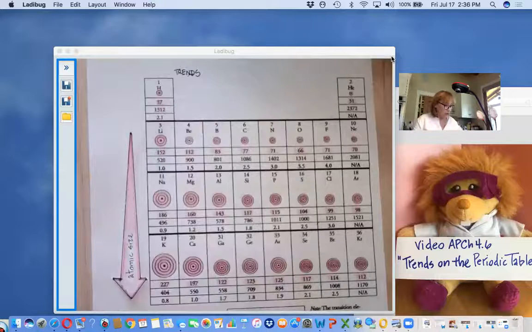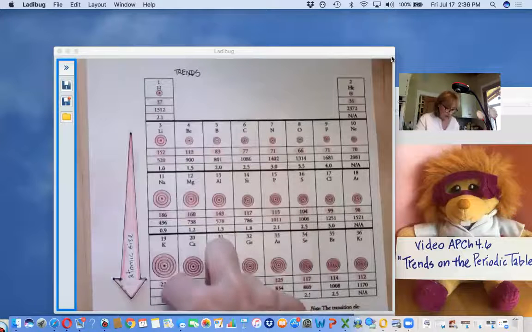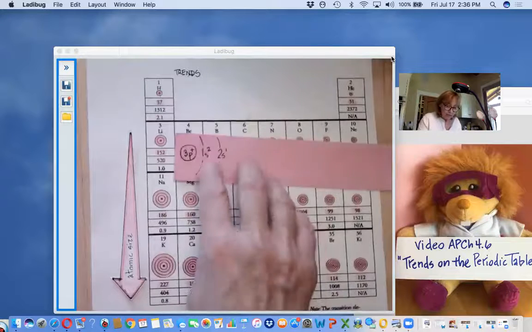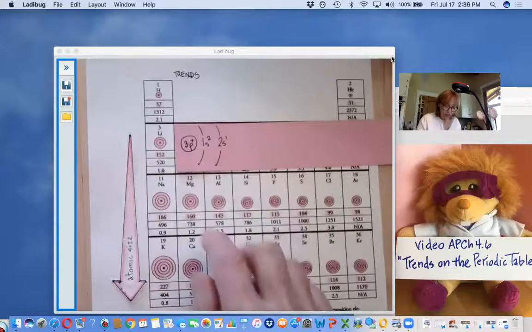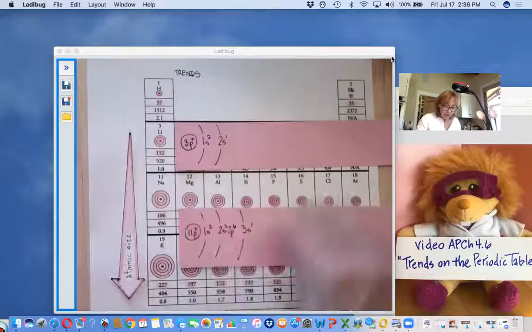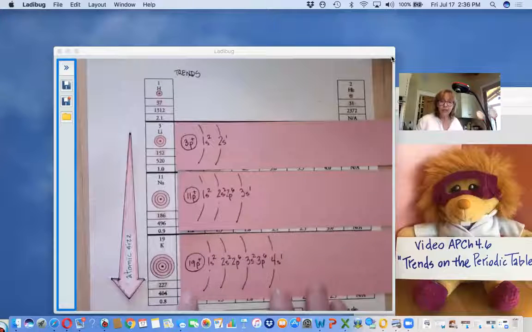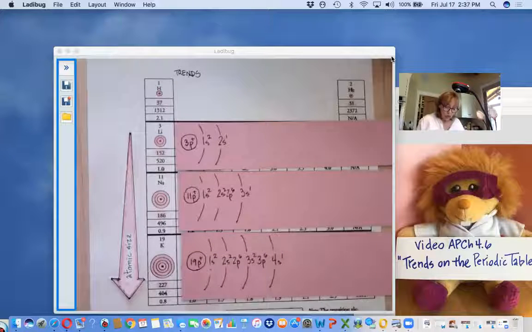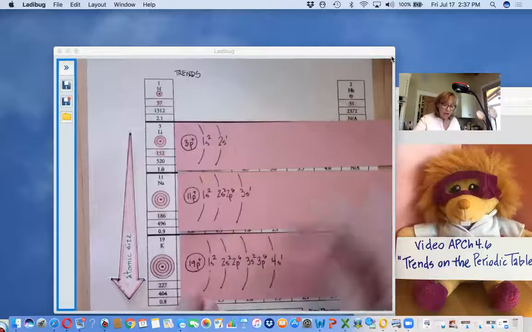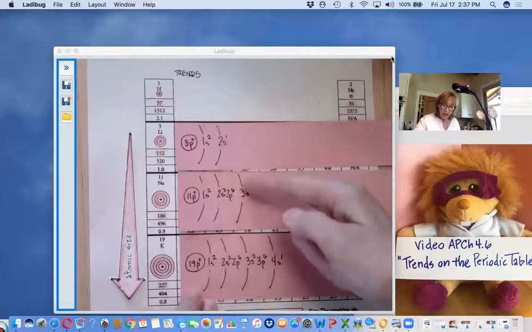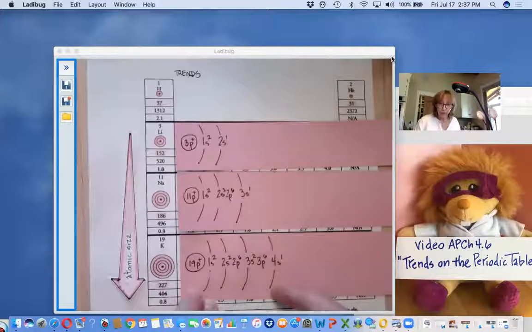So let's look specifically at three members of the alkali metal family. Let's look at lithium, that has 3 protons and 3 electrons, and then sodium, that has 11 protons and 11 electrons, and then potassium, 19 protons, 19 electrons. So when we look at the arrangement of the electrons this way, it's really easy to see that additional energy levels are physically farther from the nucleus.